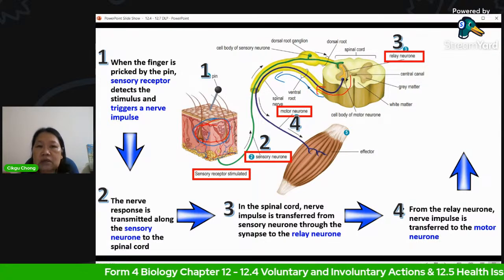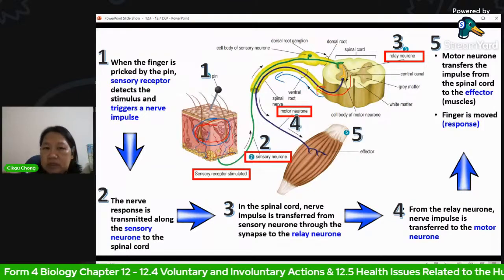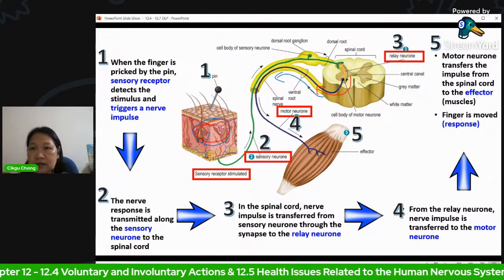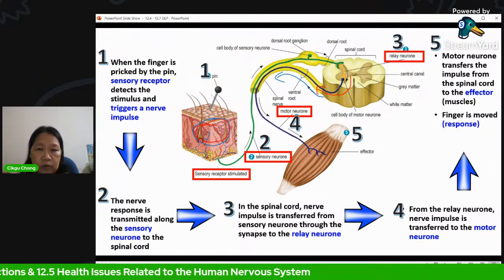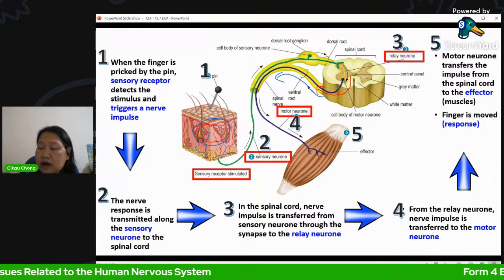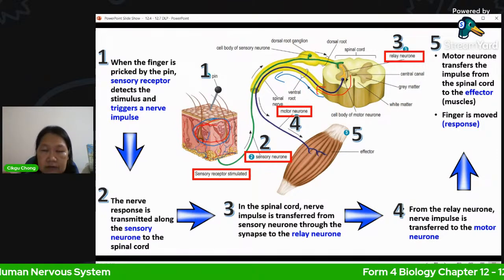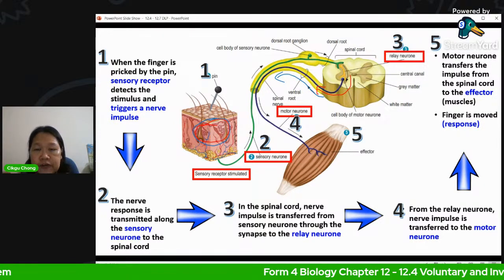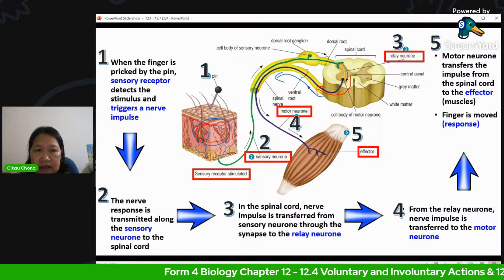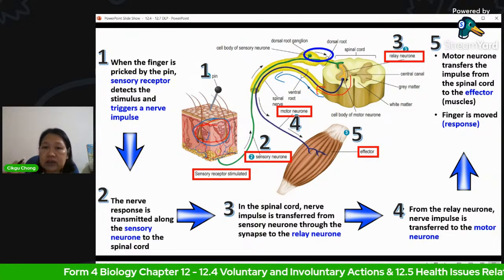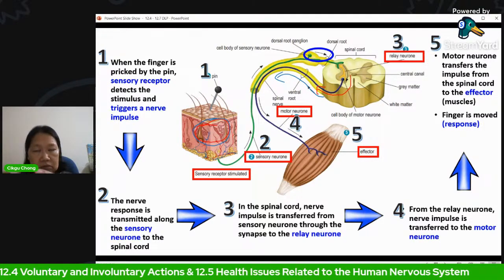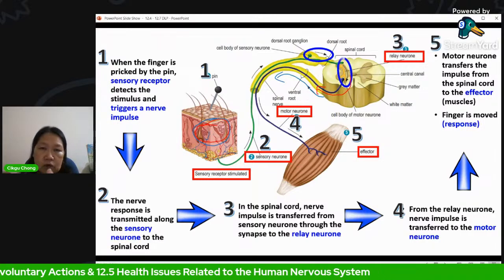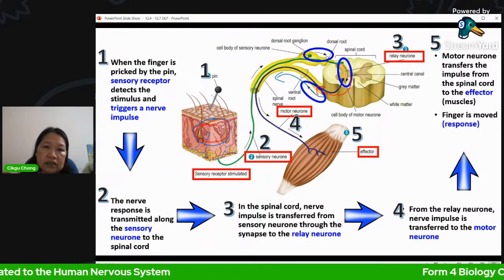Then the motor neuron carries the impulse to the effector. The motor neuron transfers the impulse from the spinal cord to the effector, which is the muscle, in this case the muscle in your arm. As a result, the finger is moved. So here is the effector, and lastly you have the finger, the response, which is moving your finger. You can see one arrow going in, then this impulse crosses over to the relay neuron. After that it comes out over here. That is the motor neuron.